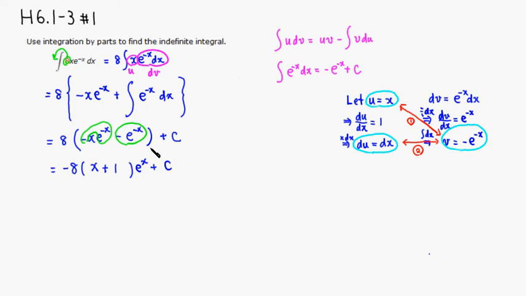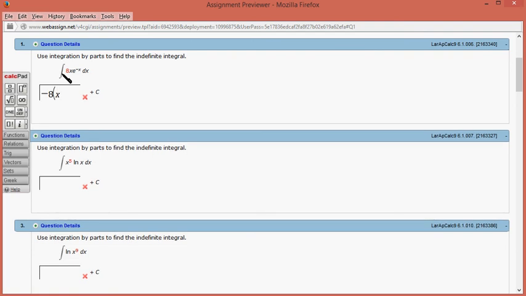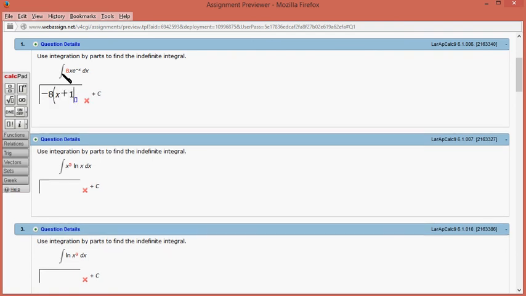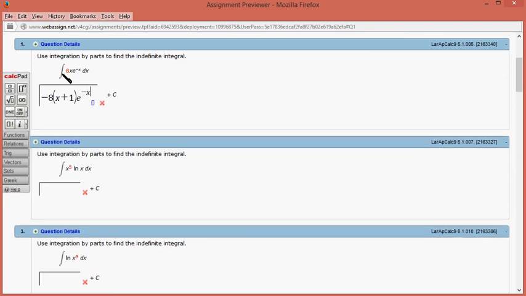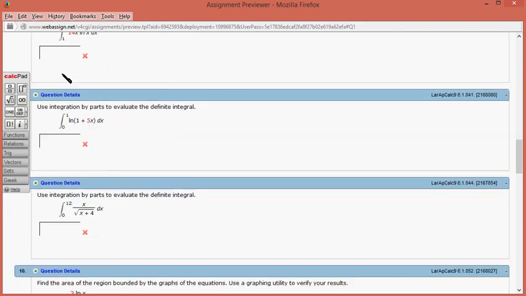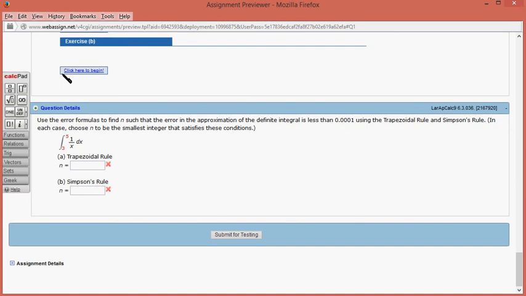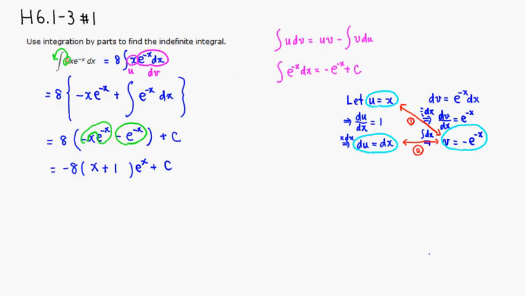So let's type it in. We got negative 8 quantity x plus 1 times e to the negative x plus c. Let's double check. Submit for testing. It came back and looks like we got this one correctly. That's it. I hope that this was clear.